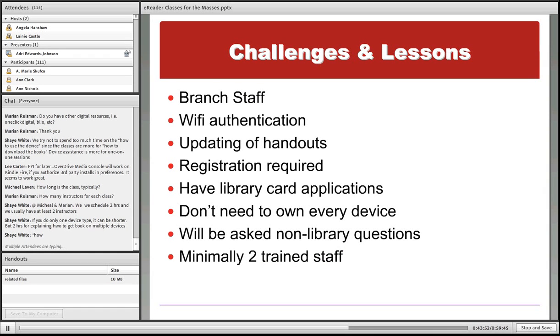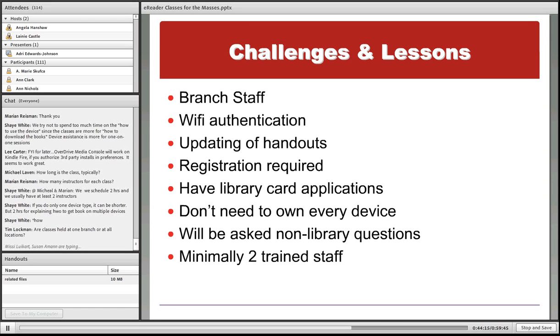So the biggest challenges and lessons we've learned from this. The first one, branch staff is both a challenge and a lesson. The challenge initially was that we had to learn what our branch staff were comfortable with and what their priorities for their branches were. It's a huge responsibility to keep the branches up and running. Our class is held at all locations, wherever we need to take the class. We've taken it to schools before as well, if need be.